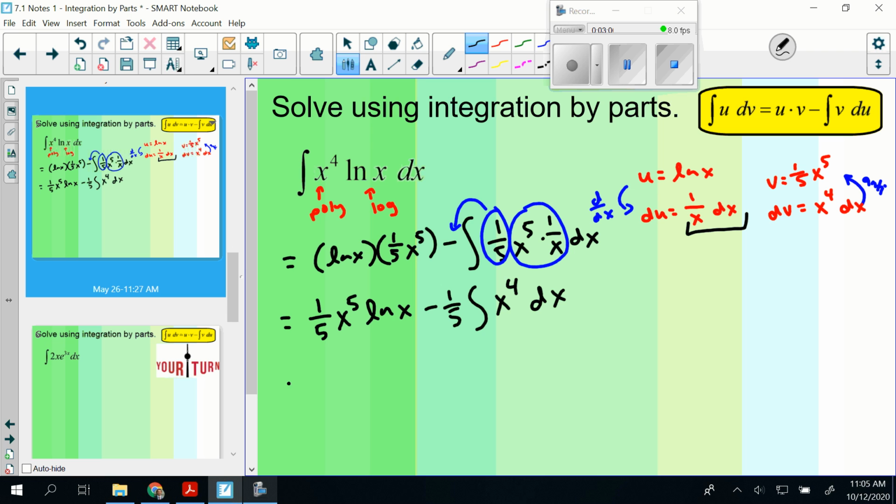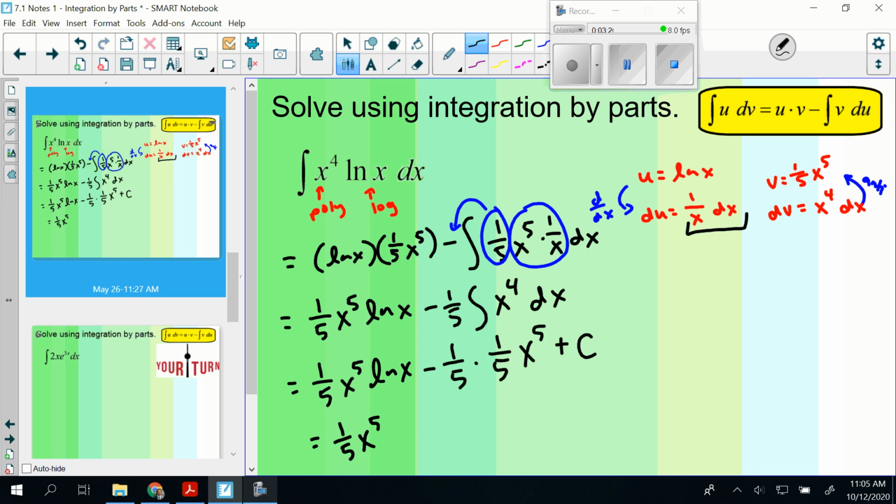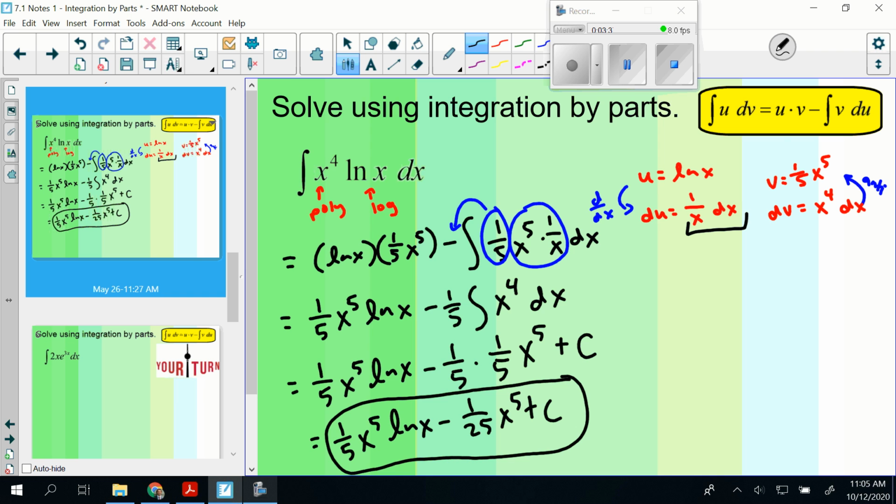All right, so now let's find that antiderivative. Going up a power here should be our same one we basically found before. That's going to be x to the fifth with the reciprocal of 1/5 in front, plus a possible constant. And now for our final answer, just combine those two fractions together into 1 over 25 x to the fifth plus c. There's our antiderivative using integration by parts.